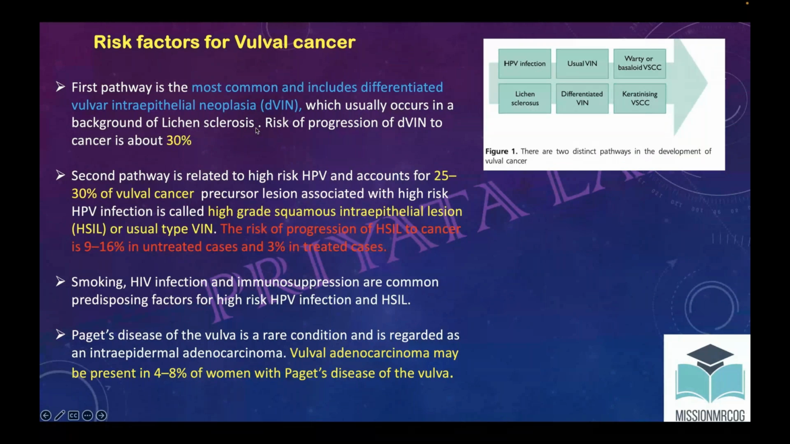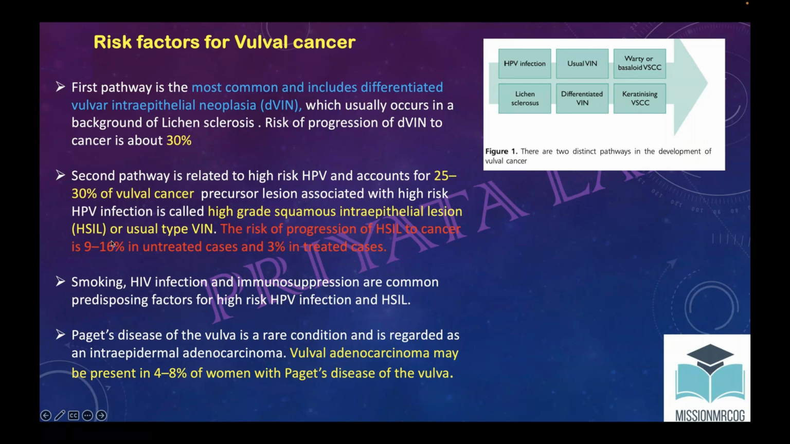And the second pathway is UVIN, that is related to HPV. The baseline is HPV infection that will further progress, and it accounts for 25 to 30% of vulval cancer. Apart from this, HPV infection, we already know, causes HSIL, that is high grade squamous intraepithelial lesion, or usual VIN. So this is the UVIN pathway. And usually, if untreated, progression to cancer would be 9 to 16%, this percentage is important for you.